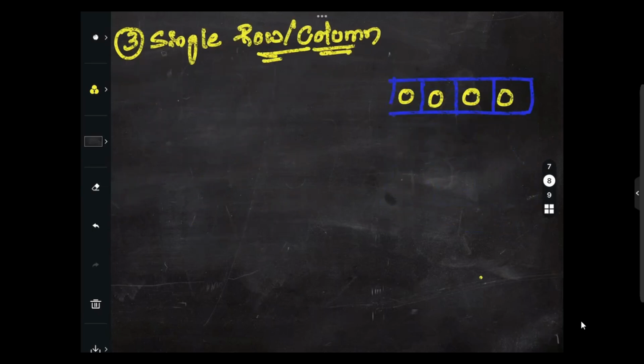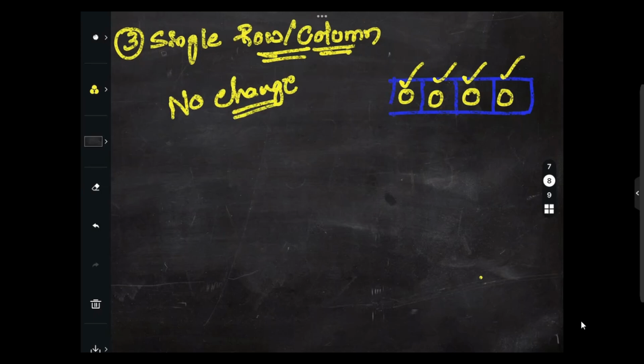Nothing but single row or column. You can clearly see here single row or column. We are just going with a single row here in this case. So again, there will be no change here as we have the single row. Everything is at the border, so no change. So output remains same, or same as input.